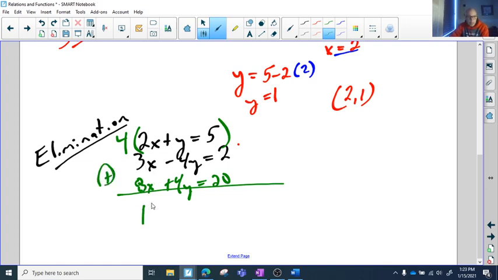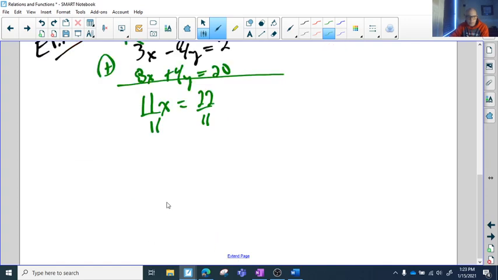3x plus 8x, 11x. A negative 4y plus a positive 4y, 0. There's where it gets the name elimination. I've eliminated the letter y. 2 plus 20, 22. Divide by 11, divide by 11. X, in this case then, would be equal to 2.